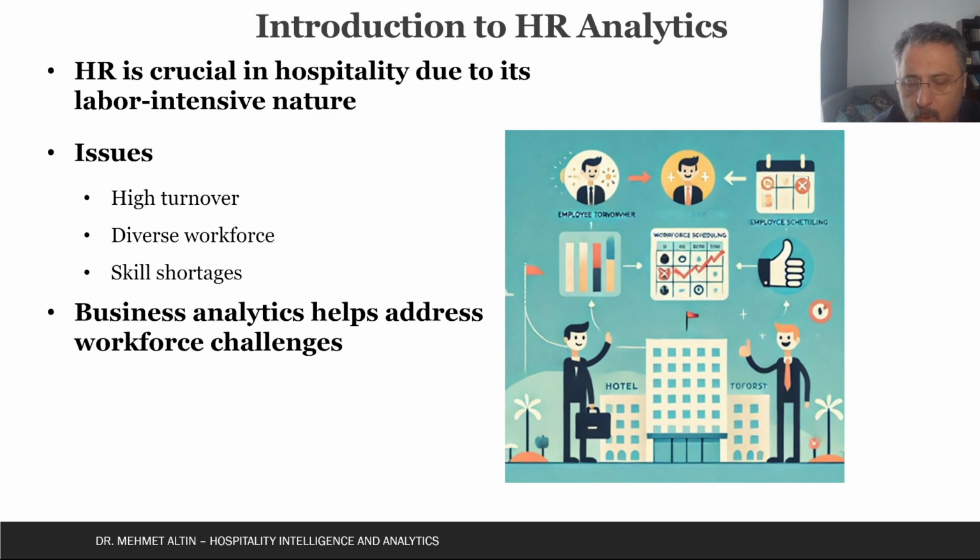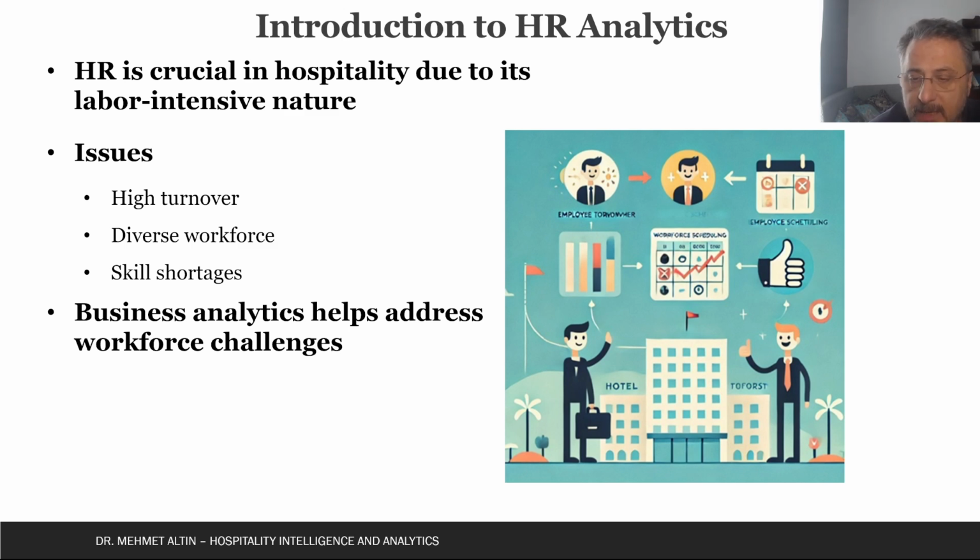So let's start with the human resource related issues in hospitality. The first one is high turnover. One of the biggest challenges in hospitality is employee turnover. People come and go at a rate higher than in many other industries. In some cases, businesses struggle with turnover rates exceeding 70% annually. This is a costly problem. When employees leave, companies have to spend money on recruiting, training, and onboarding new staff. In addition, high turnover disrupts team dynamics and negatively affects service quality. So, HR analytics hopefully helps organizations understand why employees leave, identify patterns, and maybe develop targeted retention strategies to reduce turnover rates.